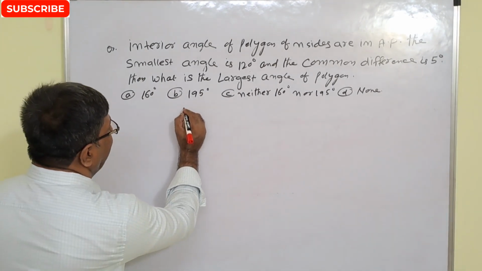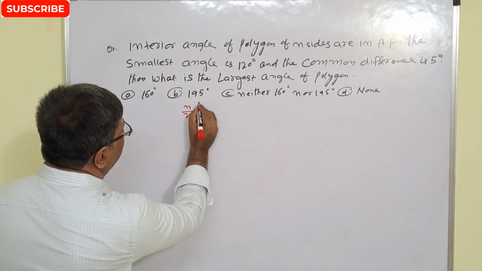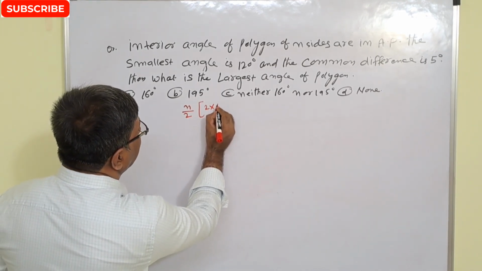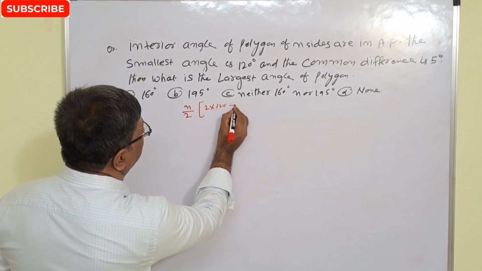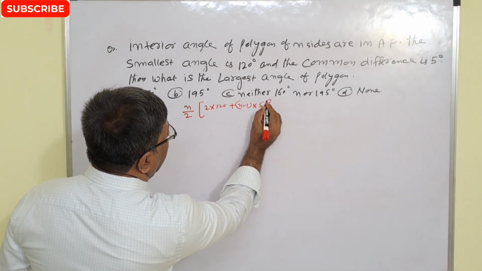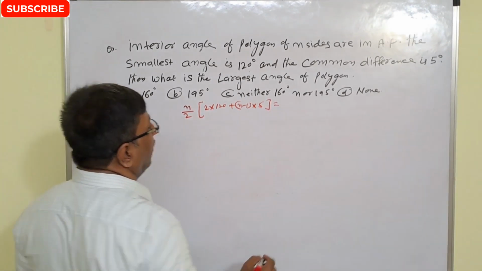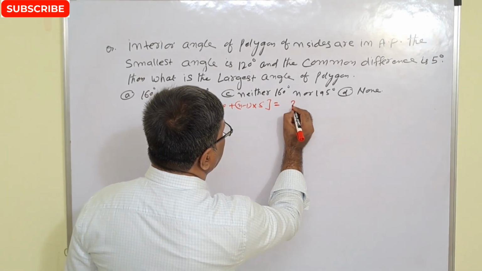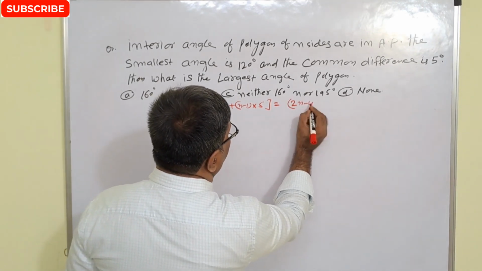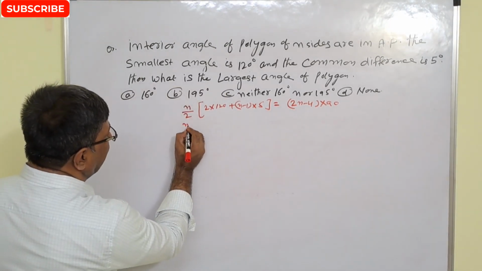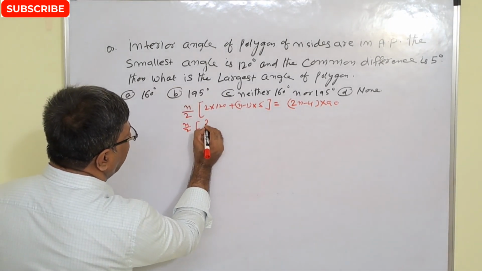The sum of n terms of AP is n by 2 into 2a plus (n minus 1) d. Here a is given as 120 and d is given as 5. This equals the sum of all interior angles of any polygon, which is (2n minus 4) into 90. So we can solve this.